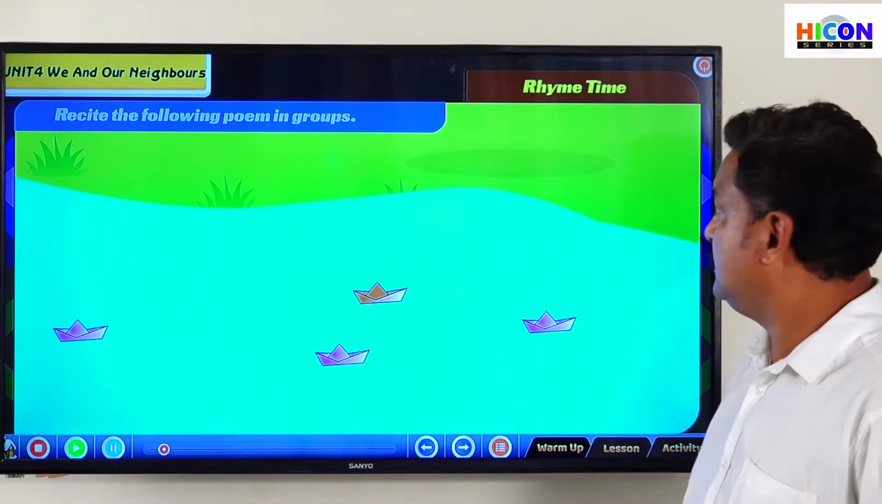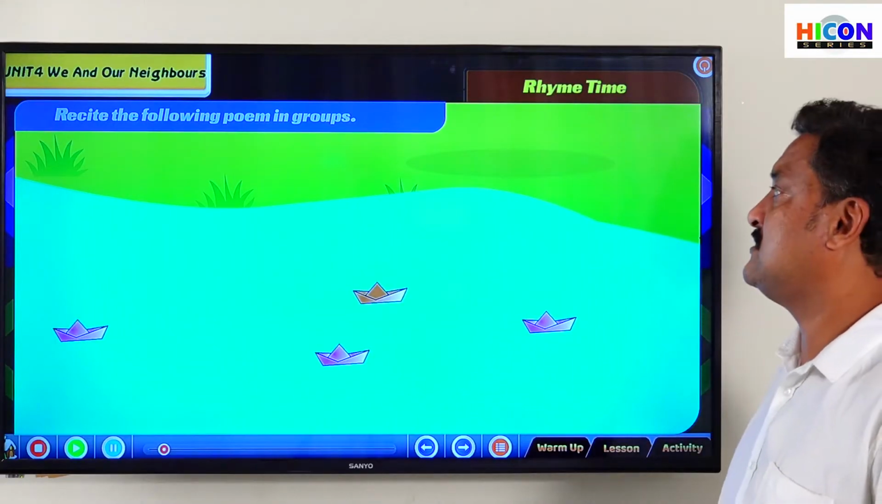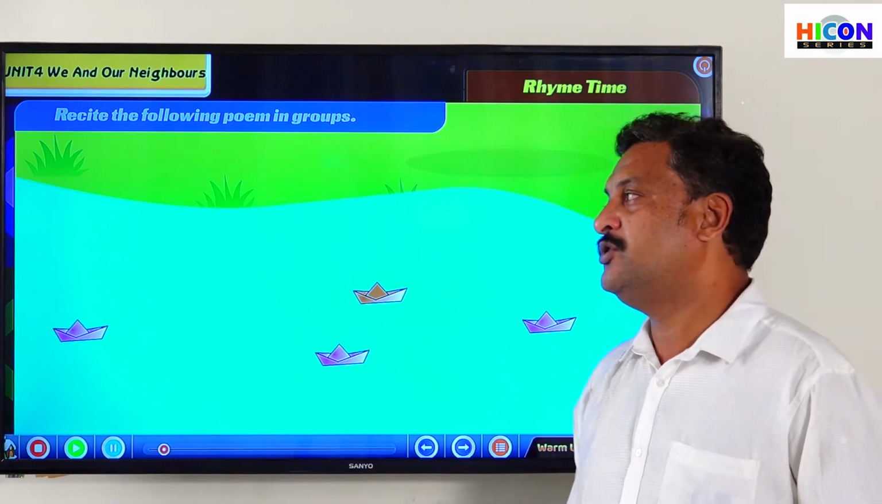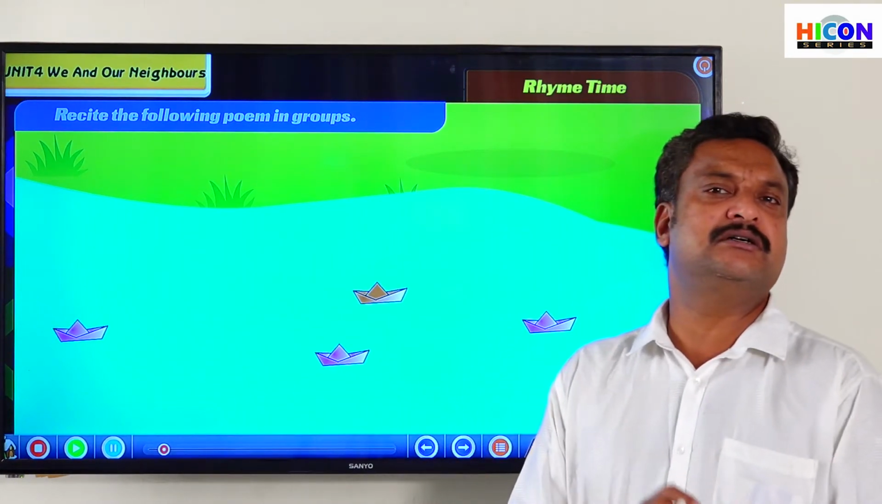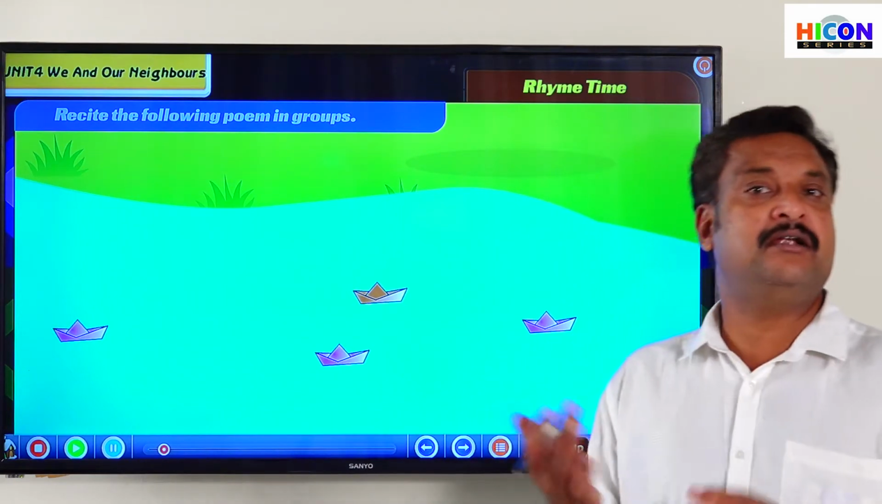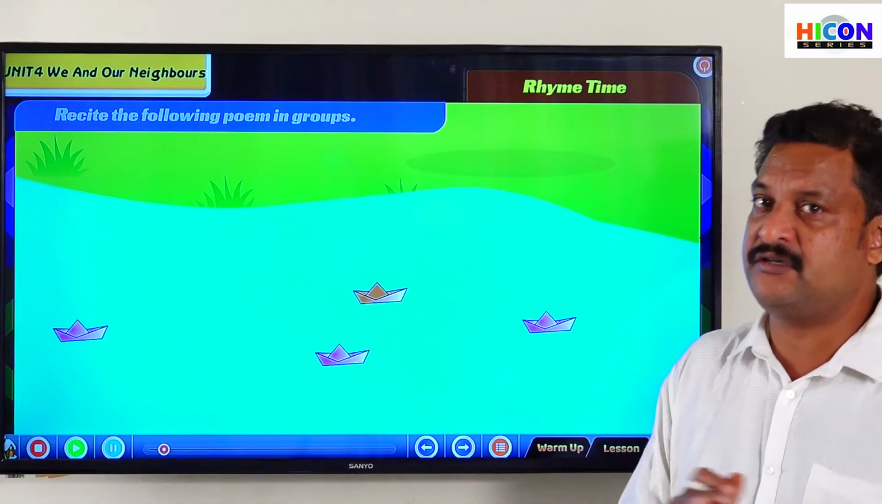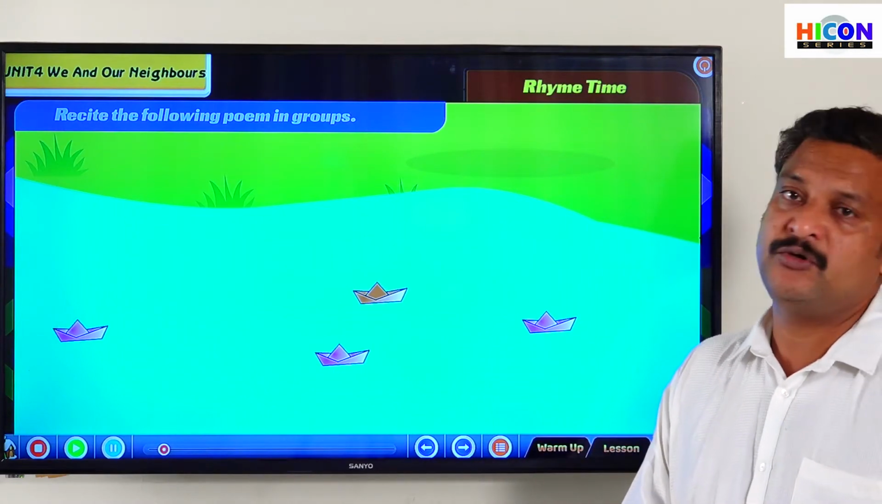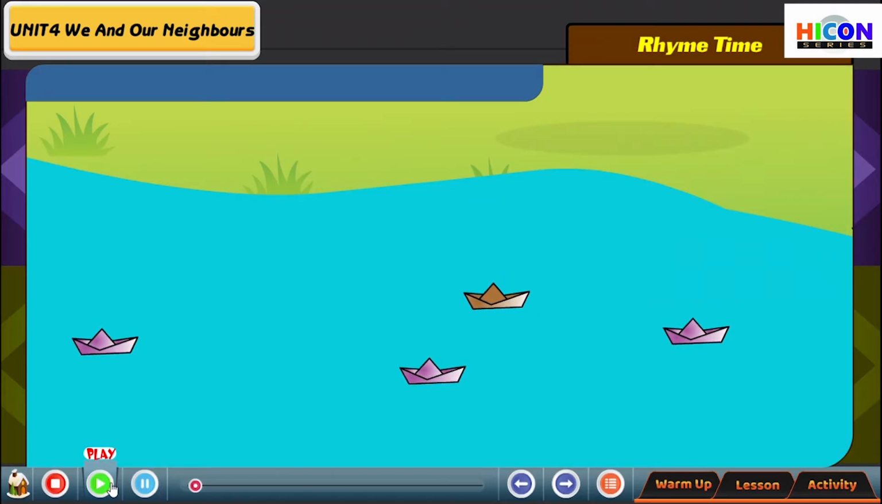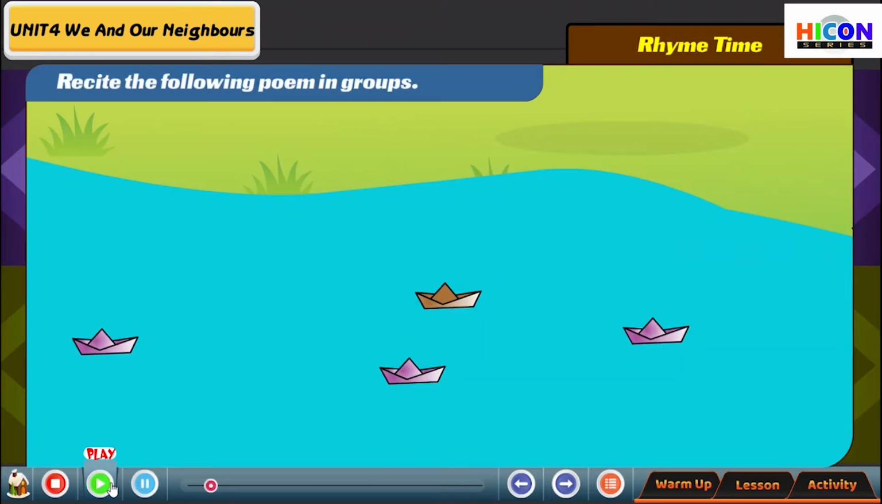Right, after that, now it is rhyme time for us. Recite the following poem in groups. So you will have a beautiful rhyme here. We will watch and listen to it first, and after that, as usual, I will give you the wordings of this particular rhyme. You can practice it yourself.